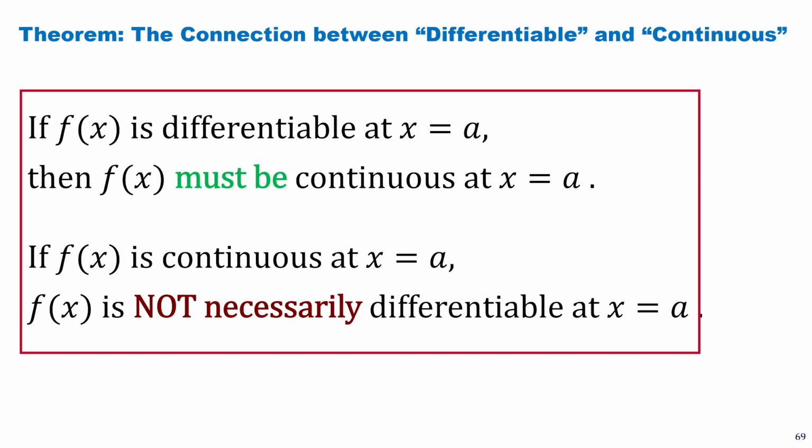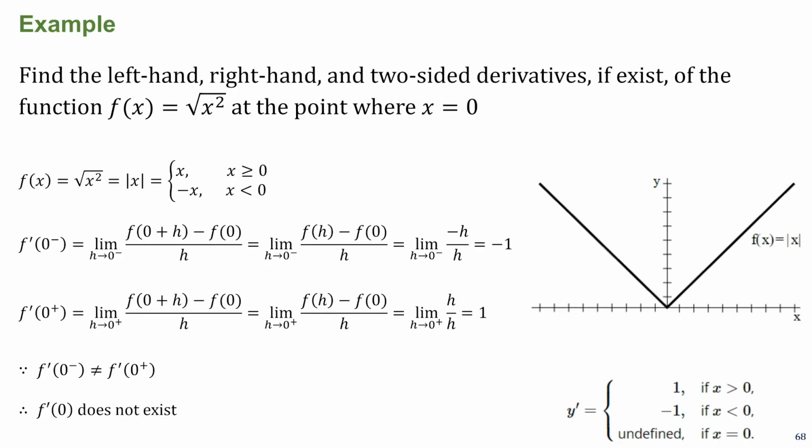Okay? Be careful. If f(x) is differentiable at x equals a, then f(x) must be continuous at x equals a. But the reverse statement is not necessarily true. If f(x) is continuous at x equals a, f(x) is not necessarily differentiable at x equals a. Okay? We have already seen a counterexample for the second statement. For example, this function is continuous at x equals a, but it's not differentiable at this point, right?